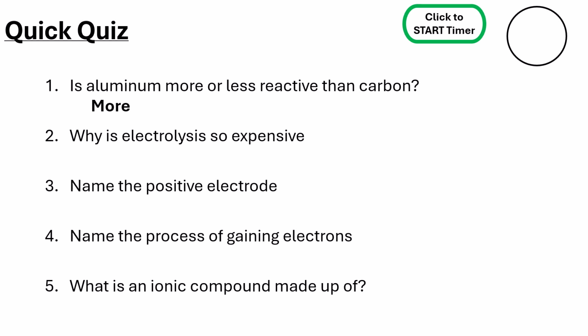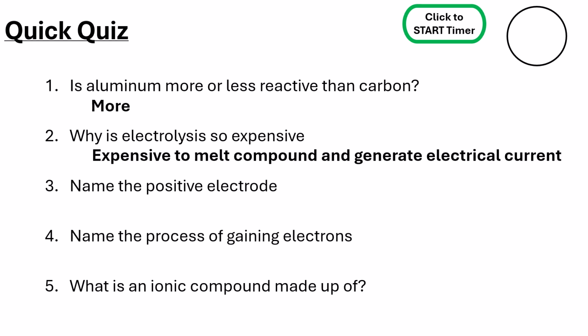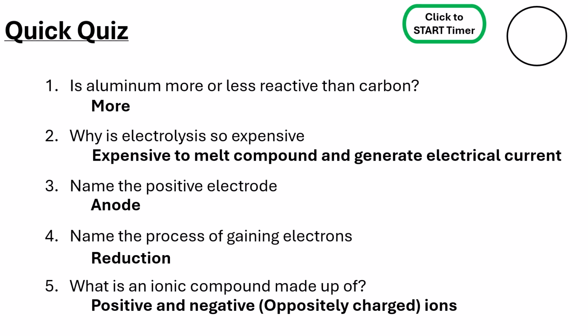Well, there's 2 main reasons for it. Obviously, the process of electrolysis is always going to involve the use of electricity, and electricity has become very, very expensive. But it's also quite expensive to actually melt the compounds down. So if you need something in molten form, it takes a lot of heat energy to make that, and as a consequence, you'll spend an awful lot of money doing that. The positive electrode is the anode. The process of gaining electrons is reduction, because gain of electrons is reduction. And when we have an ionic compound, it is made up of positive and negatively charged ions, with the positive being a metal and the negative being a non-metal.